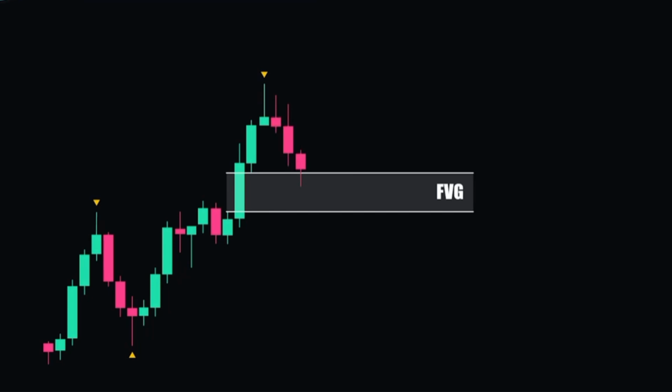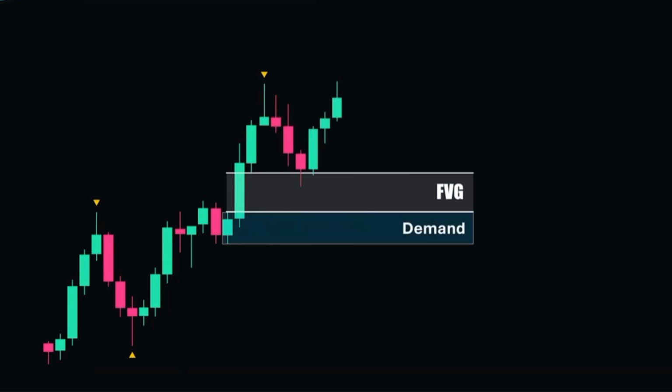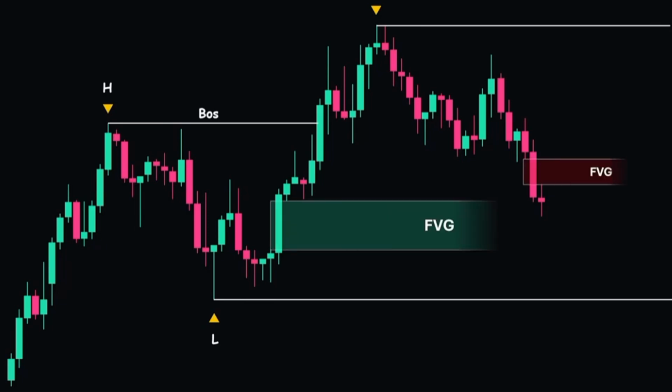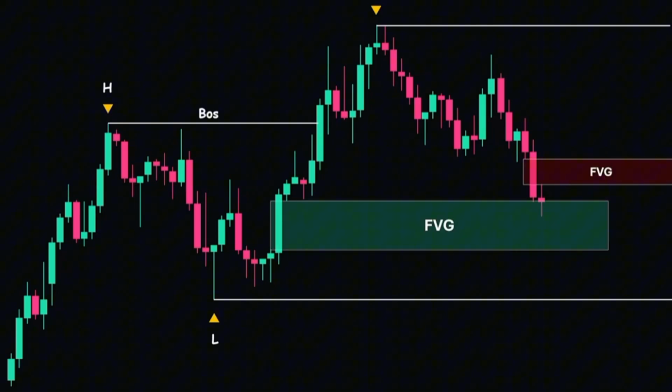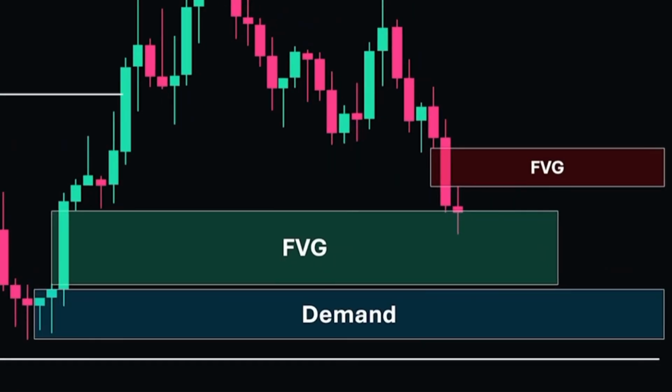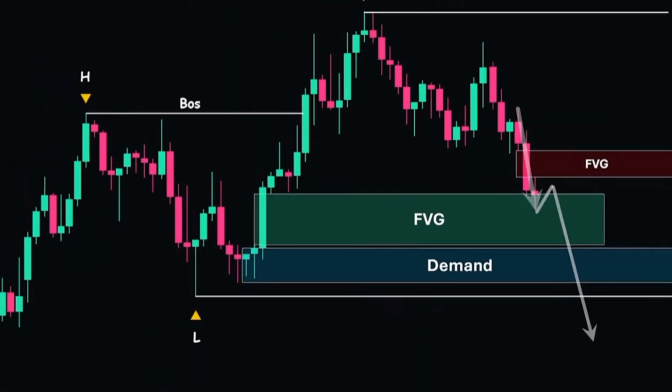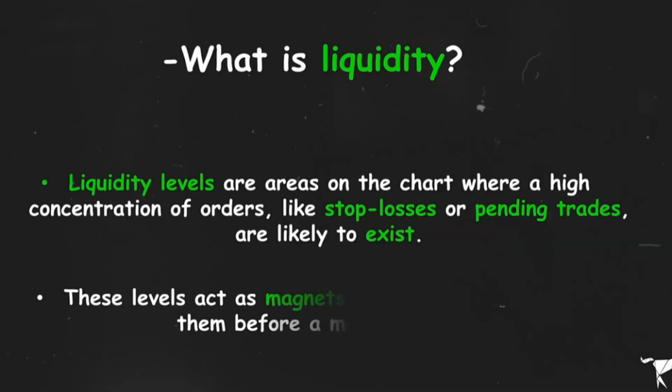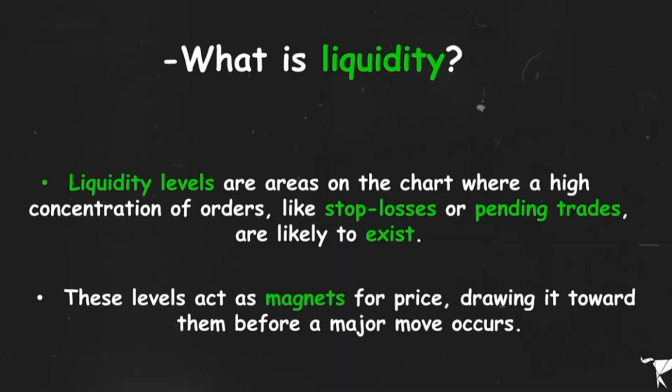When a fair value gap aligns with a supply or demand zone, it becomes even more reliable. A bullish fair value gap shows heavy buying. When price revisits the zone, those buyers may defend it, creating a strong opportunity for long positions. A bearish fair value gap shows aggressive selling, and when price returns, it may provide an entry for shorts. These zones act like magnets, and as a smart money trader, they're some of the first areas I highlight when analyzing a chart.